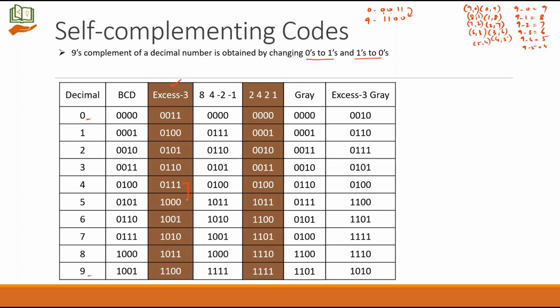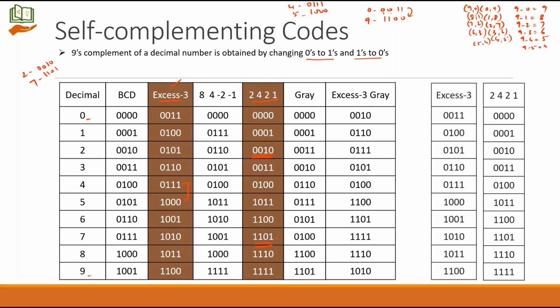Let's pick up 4 and 5. What is 4? 0111. Let's find the complement: 1000. Is this 5? Yes, it's 5. So in this case we pick up XS3 and 2421 as the self-complementing codes. We'll take 2 and 7 in 2421. So 2 is 0010. How do we get 7? 1101. Is this 7? Yes, it is there.